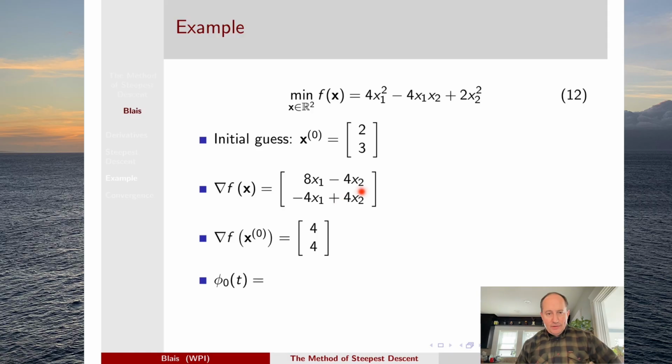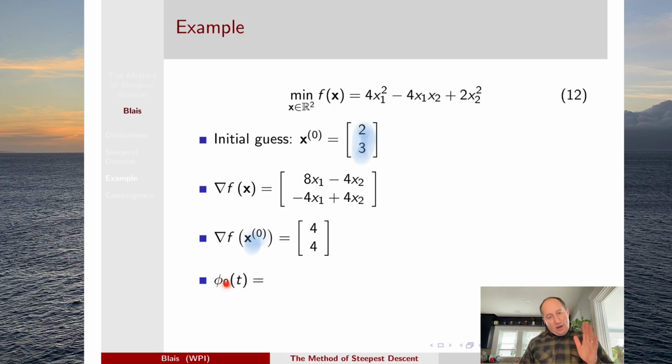So we have the gradient, and now, of course, we want to evaluate the gradient at our initial guess of (2, 3). So we plug that in, and we see we get 8 times 2 is 16, minus 4 times 3 is 12, is 4, and minus 4 times 2 is negative 8, plus 4 times 3 is 12, 12 minus 8 is 4. So we get (4, 4). That means we're standing at the point (2, 3). The direction of steepest ascent is in the direction of (4, 4). We go to (-4, -4) for the direction of steepest descent.